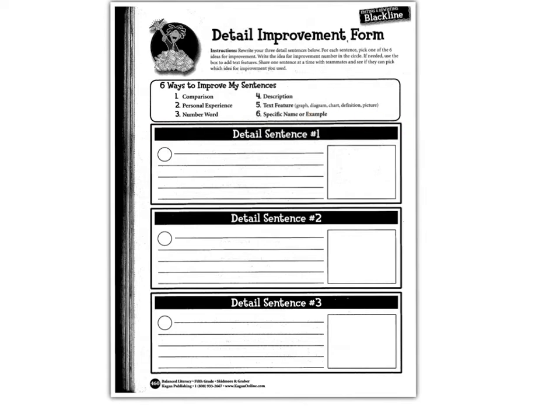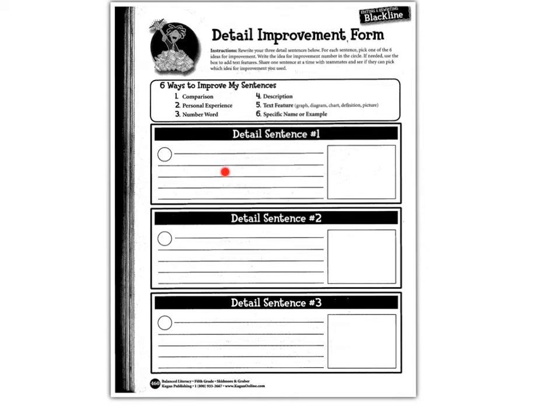When I get to my second supporting detail, I'm going to put it here. When I get to my third supporting detail, I'm going to put that improvement here. So each box allows you a place to show where you're going to make your improvement to that supporting detail. So what you have to do is choose one of the 6 ways, and then you're going to write that number in the circle.